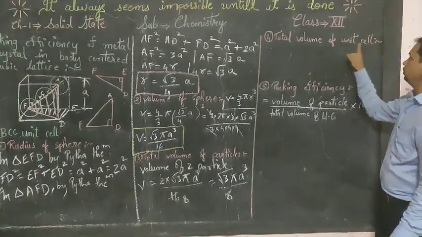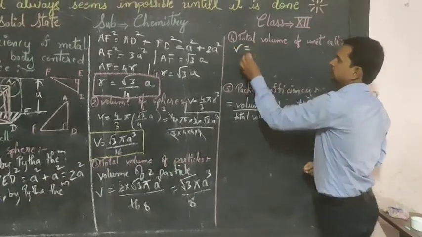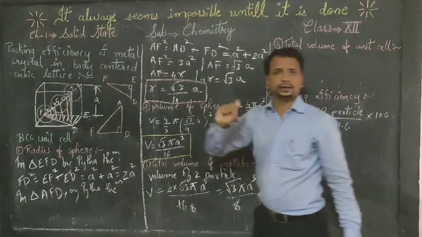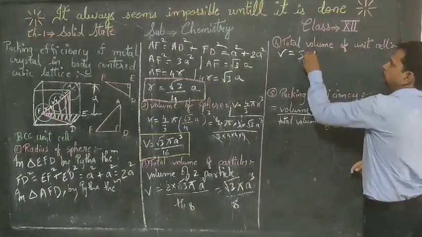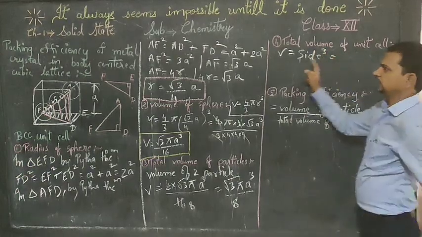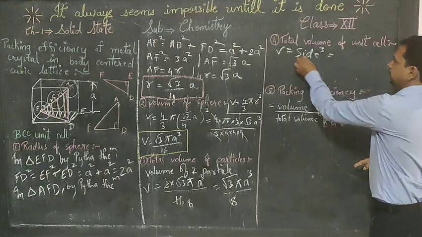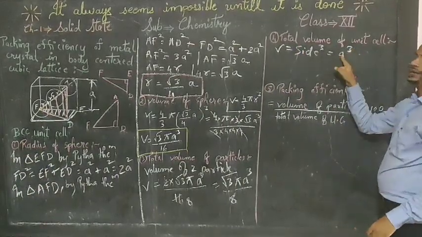Now total volume of unit cell. V is equal to volume of unit cell. The shape of unit cell is cubic. So volume of cube is side cube, and value of side we will find out over here. Value of side is a. So we will replace side by a. So it will become a cube. So here total volume of unit cell is a cube.